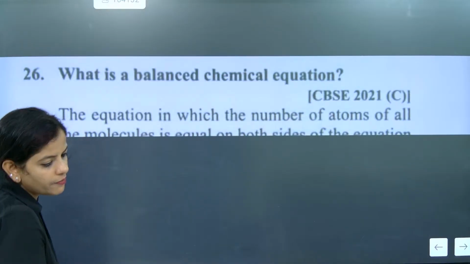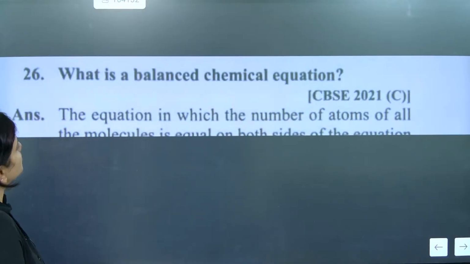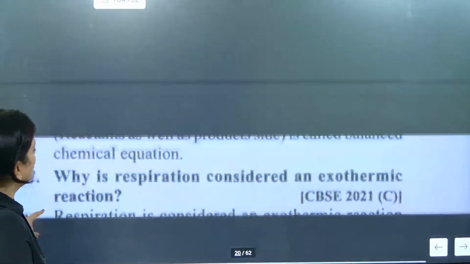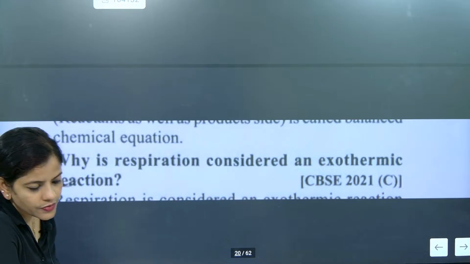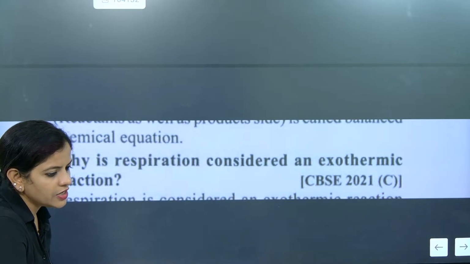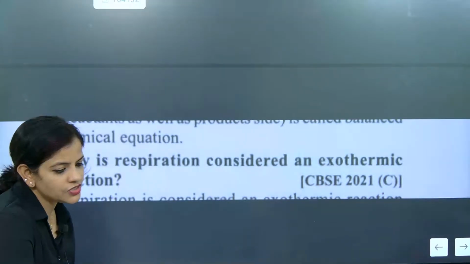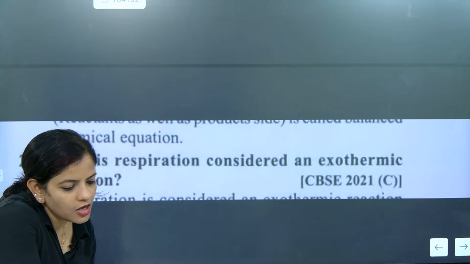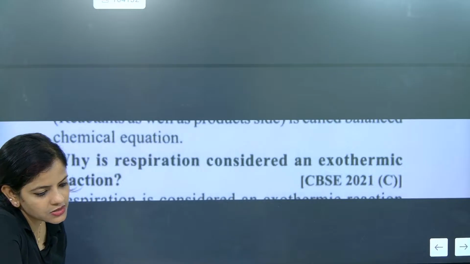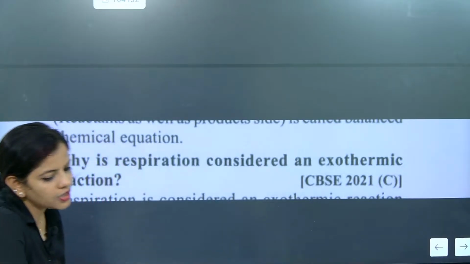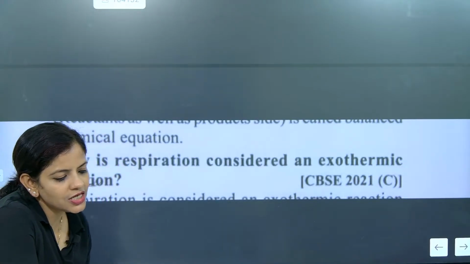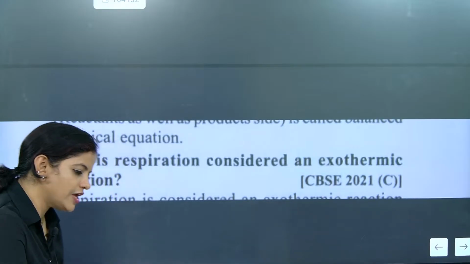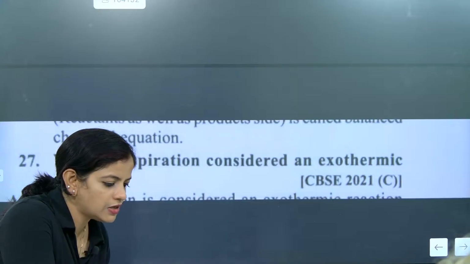This is a CBSE compartmental exam. Those children who wrote the compartmental exam have written this question. What is a balanced chemical equation? I will not say this answer. What is a balanced chemical equation? A balanced chemical equation means what? Come on. A balanced chemical equation is when the number of atoms in the reactants and the products are balanced and the law of conservation of mass is followed. That type of reaction will be considered a balanced chemical reaction.